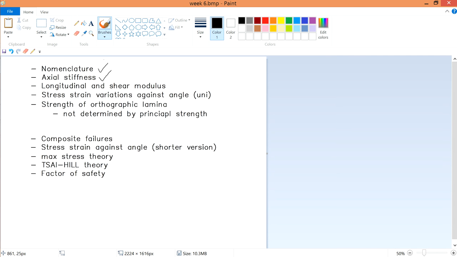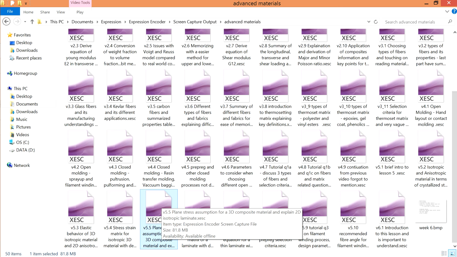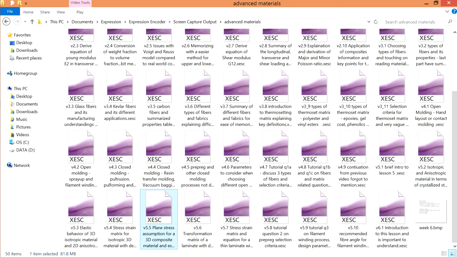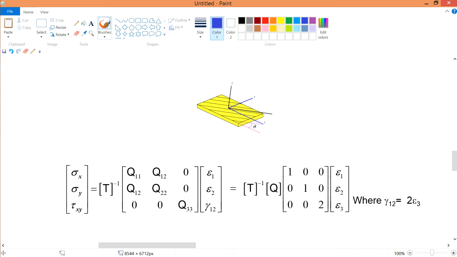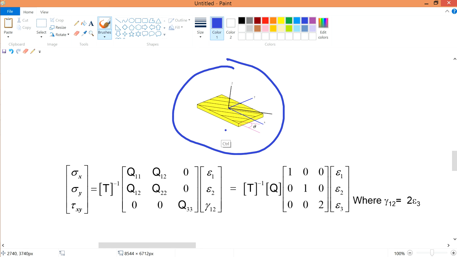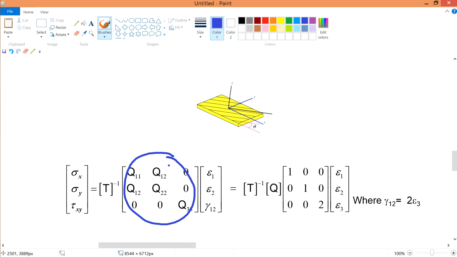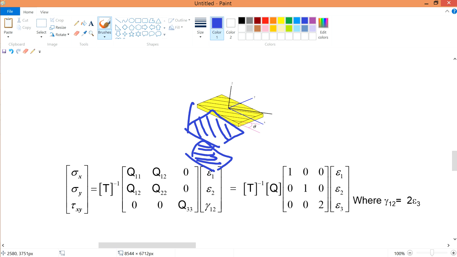It is our axial stiffness. If you remember, V5.5 is the one that deals with axial stiffness for one ply. This is only a single ply so-called laminate, and the stiffness matrix is Q. You have to inverse transform your Q together with your strain to get your stress. However, this is only a one ply system. What if we have multiple plies stacked together? What is the stiffness matrix then? It will be slightly different.